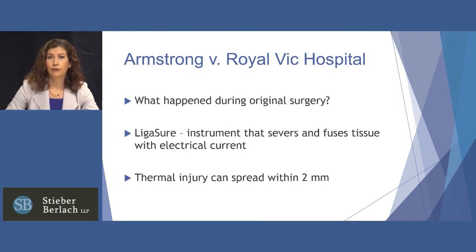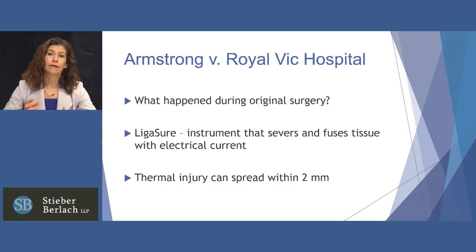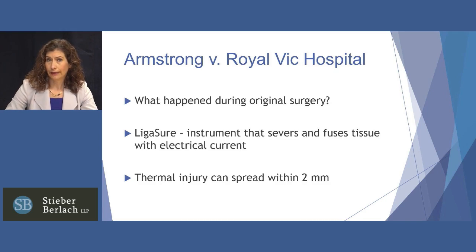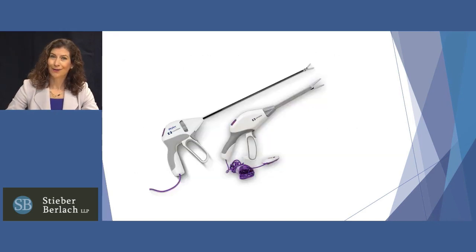So looking back at the original surgery, the colectomy, did something happen during that original surgery performed by Dr. Ward? Dr. Ward used something called a ligature, which is an instrument that first of all cuts and then fuses tissue, and it uses an electric current to do so. And because it's using electricity, you can get a thermal injury, a burn, if you get within about 2 millimeters of any other tissues. In case you're wondering, and I'm sure you were, this is what a ligature looks like. So basically a long set of scissors, but there is an electric current running through it.